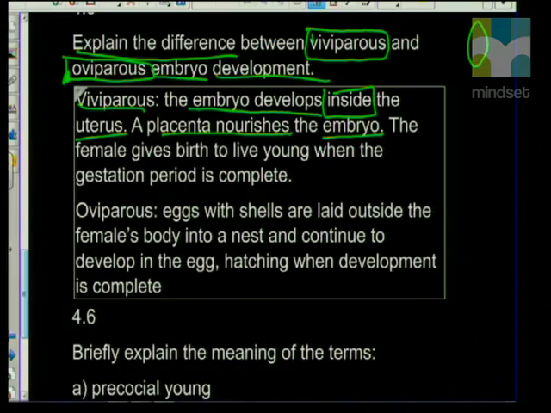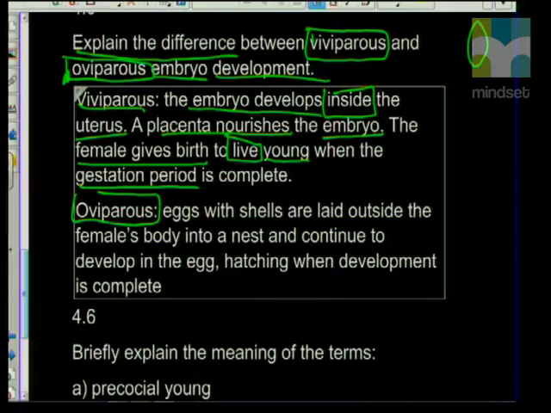Nice and easy. Then the female gives birth to live, very important, young. Very important, gives birth to live young, when the gestation period is over, when it's finished, in other words, when she gives birth. Oviparous, remember, O for egg, the shape of an egg, nice and easy.